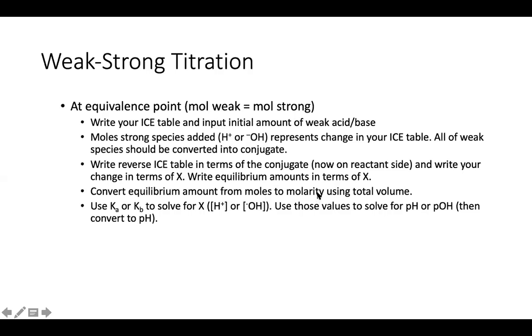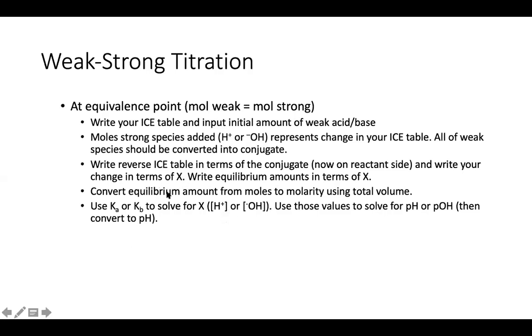So let's say at equilibrium, your amount of conjugate base is 0.1 moles minus X. Well, you have to take that 0.1 moles and divide it by the total volume in order to convert it to molarity. Let's say the total volume is 0.1 liters. 0.1 moles divided by 0.1 liters would tell you that it is 1 molar minus X. The minus X part stays, but you have to convert from moles to molarity.